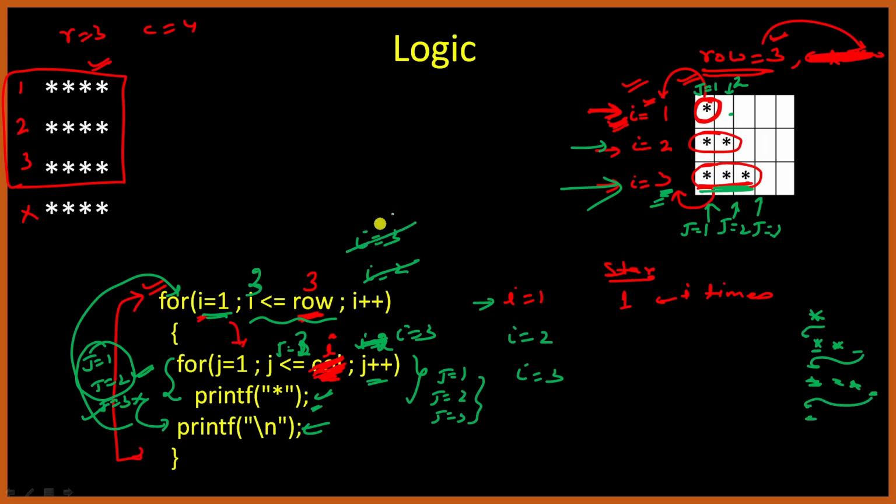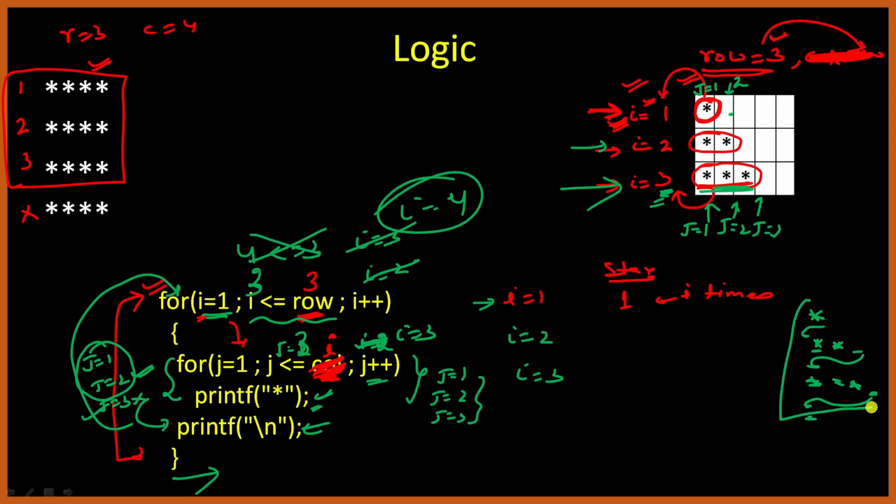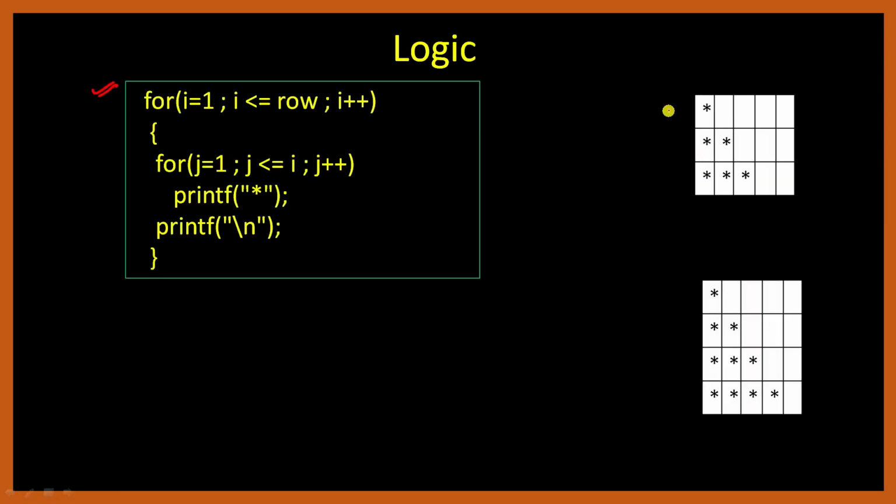And after that, i equal to 4, which is like 4 is less than or equal to 3, which is false. So my loop will terminate and I will come out, because my outer loop is false. And then my program will print this pattern. Right? I hope you have understood. So this is the final code snippet for printing this type of pattern.